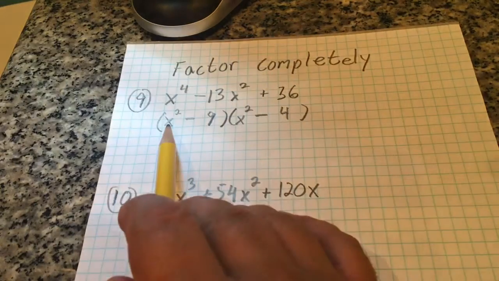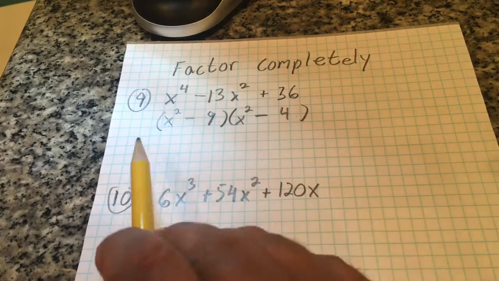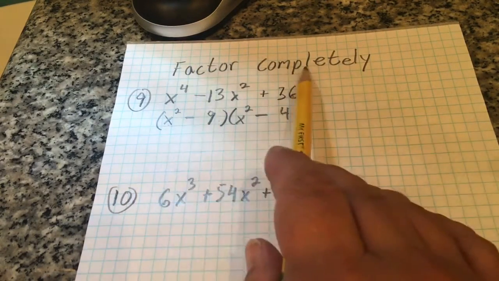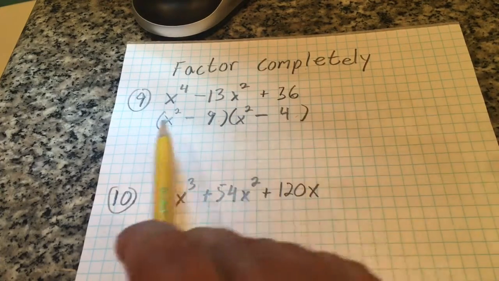Now I notice I have two sets of difference of perfect squares. I can continue to factor. Notice it says factor completely. It doesn't say just factor a little bit. I have to keep going.